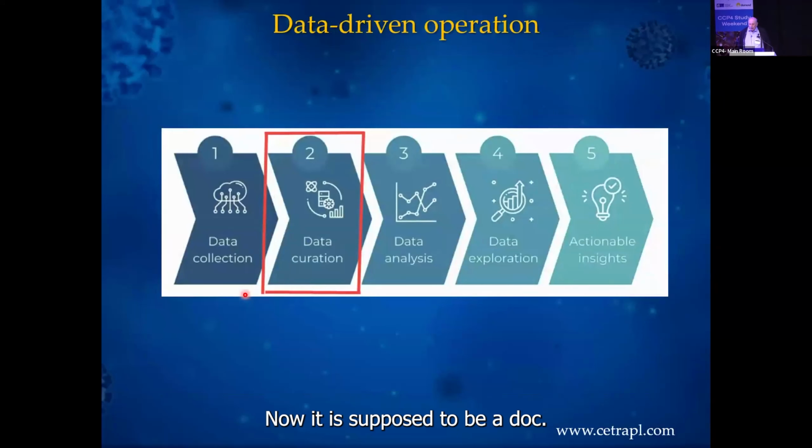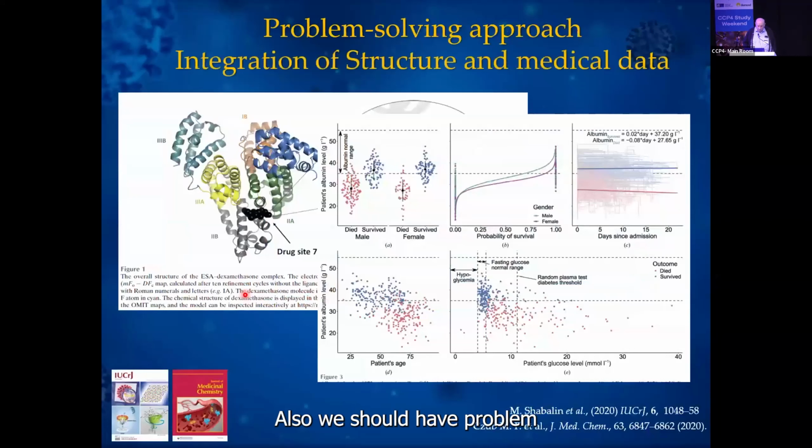Now, it is supposed to be AI talk. So you see that AI is some process. It's data collection, data curation, data analysis, data exploration, and actionable insight. And all 4 steps are easy. Yes, anybody can do that. Data curation is a problem. Yes, we have to have training data set. And you see, what we should have also, we should have problem-solving approach. Not the structure, but problem-solving approach.